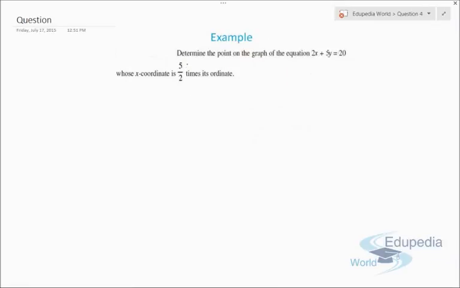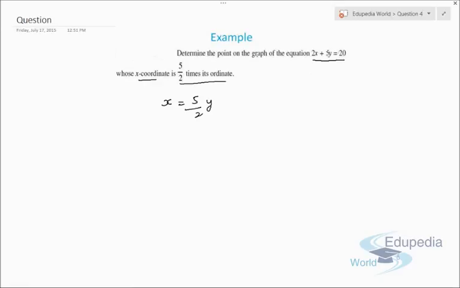Now question number 4 says that we have to determine the points on the graph of the equation where the x ordinate is 5 by 2 times its ordinate. Means x should be equal to 5 by 2 times the y part.